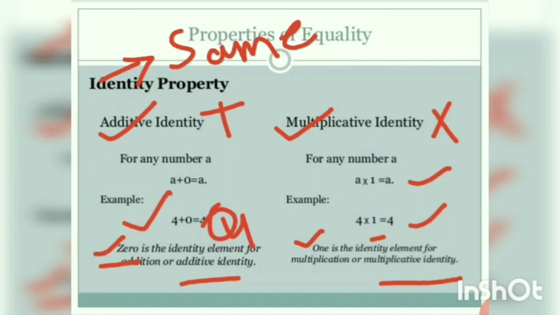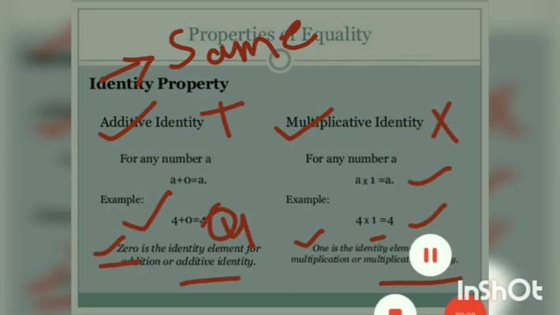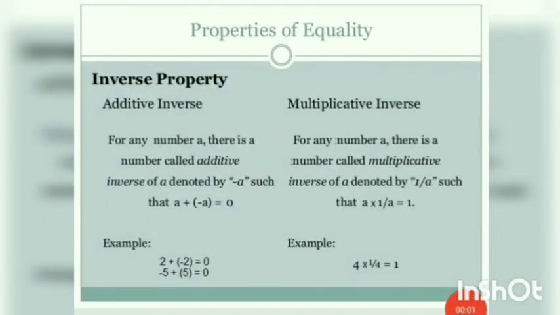What is additive identity? 0. And what is multiplicative identity? 1. Next is inverse property. Same as the identity property, we are having two types of inverse property. First one is additive inverse and second one is multiplicative inverse. In additive inverse, we have to do the addition, and in multiplicative inverse, we have to do the multiplication.